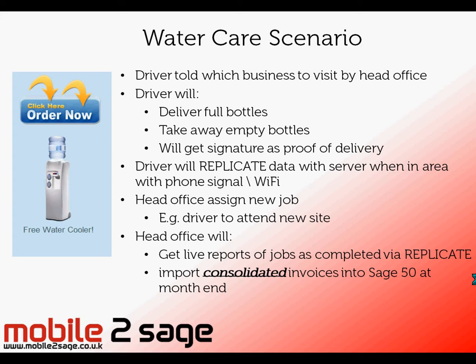Driver can then replicate the data up to the server when they're in an area with phone coverage or Wi-Fi, and the head office can then assign new jobs if appropriate back to the driver. Head office will also be able to check on the progress of jobs as they are replicated to the server, and at the end of the month they can then import invoices into Sage 50 either individually or in a consolidated format.